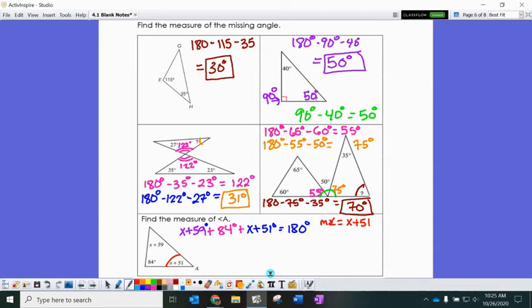Let's just combine like terms. I've got x and another x gives me 2x. Then I have 59, 84, and 51. So that'll make 2x plus 194 equals 180. Okay, just subtract 194 from both sides. Just a little algebra here now.